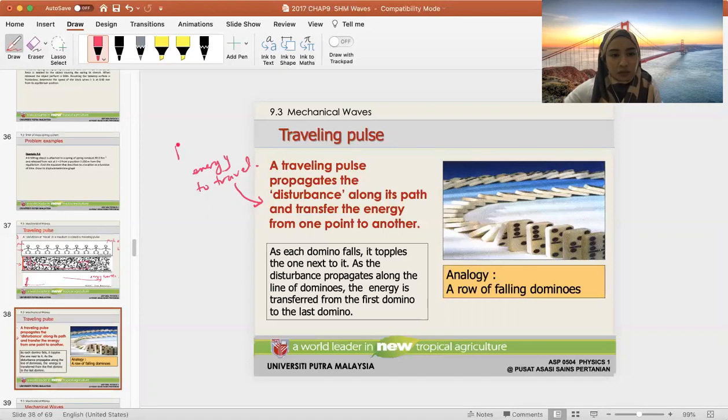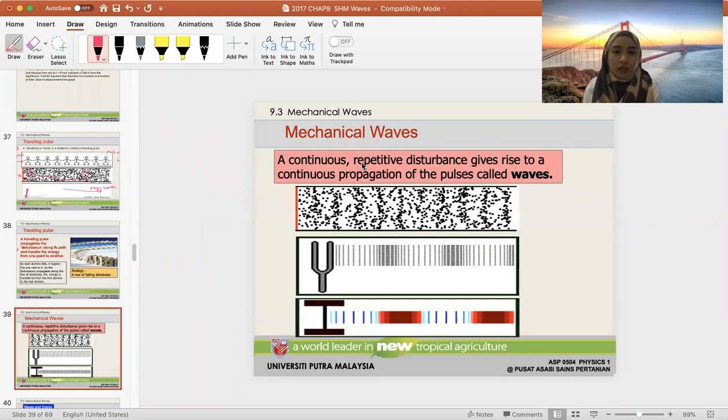But it is always used for light, for energy. So propagate means moving. Okay, disturbance, you have to provide the disturbance, you have to provide the push so that there is energy to be propagated, so that there is energy to be transferred. Okay, macam tu.